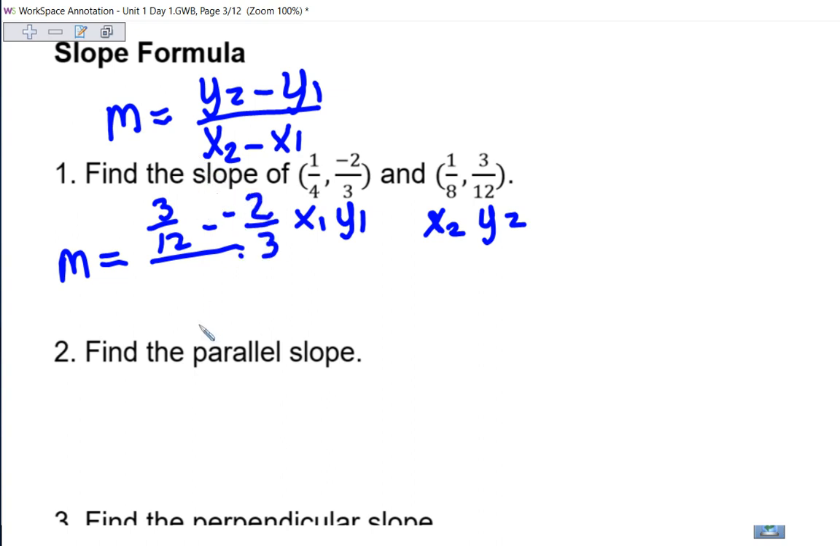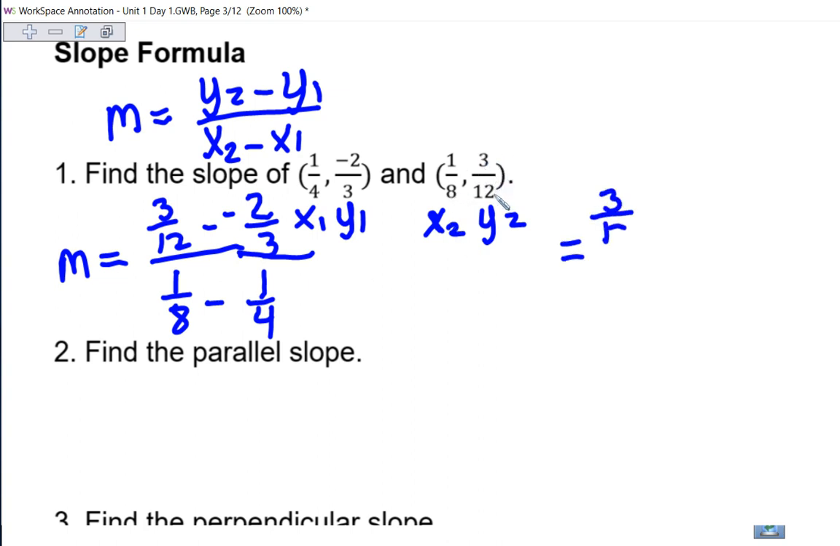Now, in the denominator, I need to have x2 minus x1. So what do I put for x2? 1/8. Minus, what do I put for x1? 1/4. Now, in order to subtract fractions, what do I need to have? Common denominator. So for the numerator, what would be the common denominator? 12. So the 3/12 is fine.